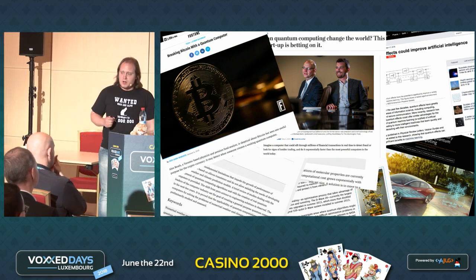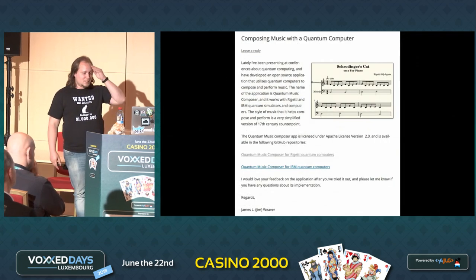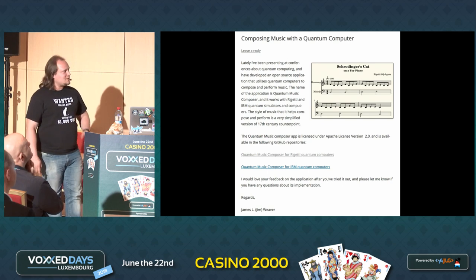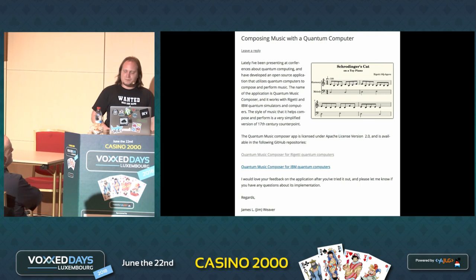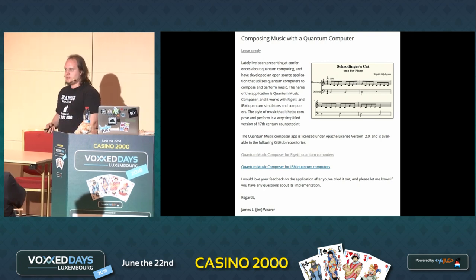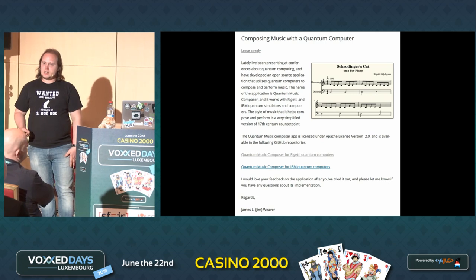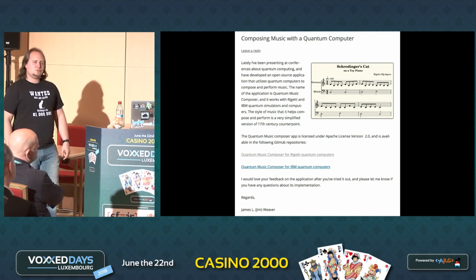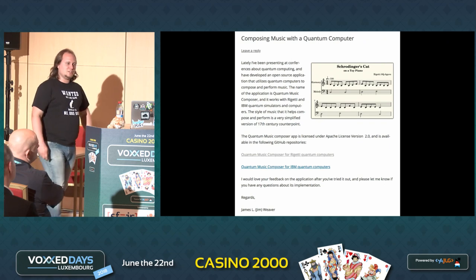And actually, there's one further use case I want to show you. This is an article which was published yesterday evening. Don't say I don't keep you up to date. And basically, James Weaver, someone else who goes around conferences and talks about quantum computers, has built a music generation program based on quantum computers, which is probably really cool. I haven't checked it out much more than reading this article, but it looks very interesting.